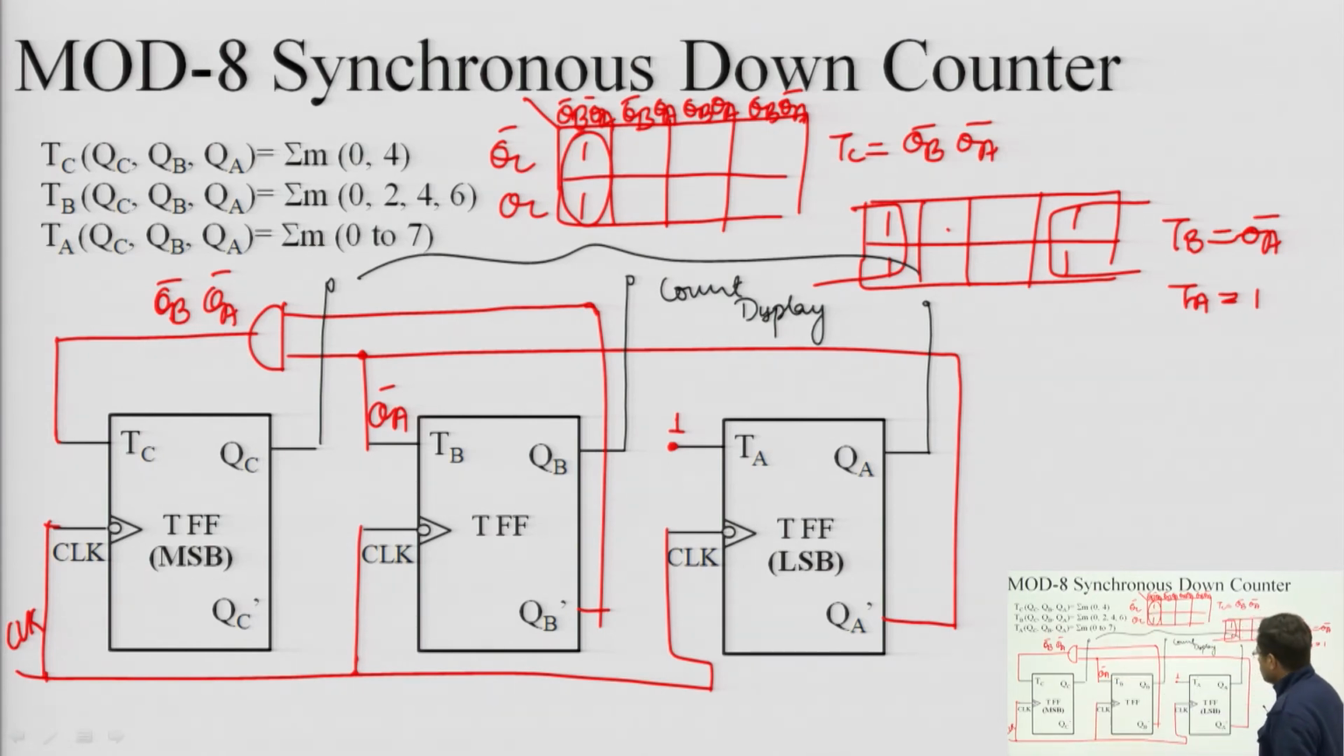So, these are the count display for the mode 8 synchronous down counter. In this way we can design a mode 8 up counter and a mode 8 down counter using synchronous techniques. Similarly, for higher mode counters, a mode 16 counter requires 4 flip flops, and a mode 32 counter requires 5 flip flops.